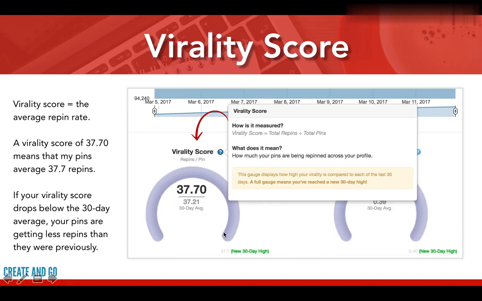If you dip below this number, this purple bar right here is actually going to raise up and you're going to see some empty space here. That means your average repins are dropping. So you're probably doing something wrong. This can happen when you belong to a lot of group boards where your pins get a bunch of zeros on them, because if you throw out a bunch of pins that start getting zero repins, your virality score is going to start to drop. So keep that in mind.